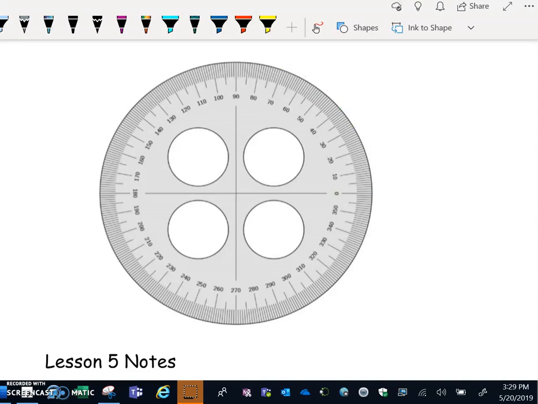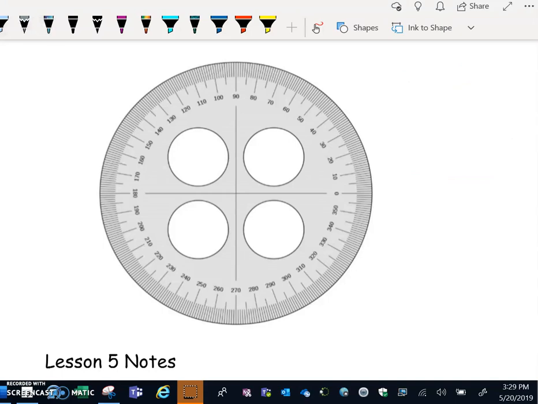So we already know some angles are acute angles, and those are angles that are less than 90. Then we know a right angle is exactly 90 degrees. And we know obtuse angles, sorry, obtuse angles are greater than 90 degrees. And we also know that there's a certain angle called a straight line. So we're going to identify all of those. This is where you're going to start writing, okay?